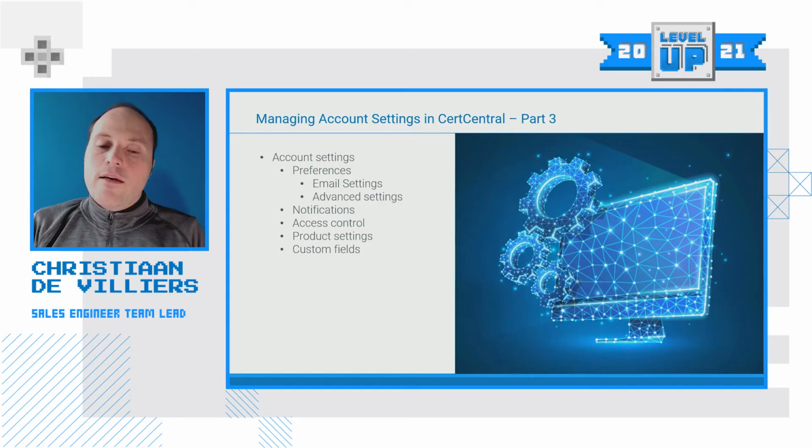In this final section, we will conclude with reviewing the CertCentral account settings, and within that, we're going to look at some of the email settings, some of the advanced settings on how CertCentral will behave for various conditions like domain validation, etc. We're going to look at some of the notification systems in terms of where emails should get sent. We're going to also take a look at the access control methods within CertCentral. We're going to have a look at some of the product settings and how that can be configured. And then finally, just taking a look at custom fields and what we can do around there.